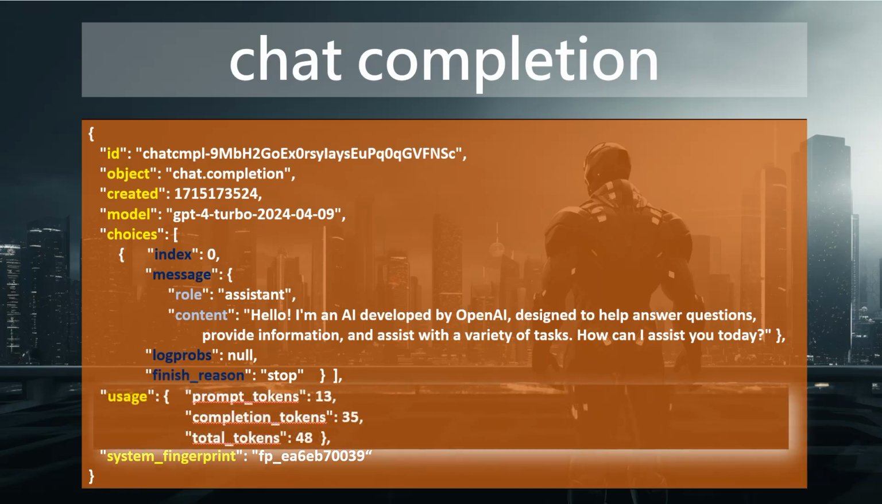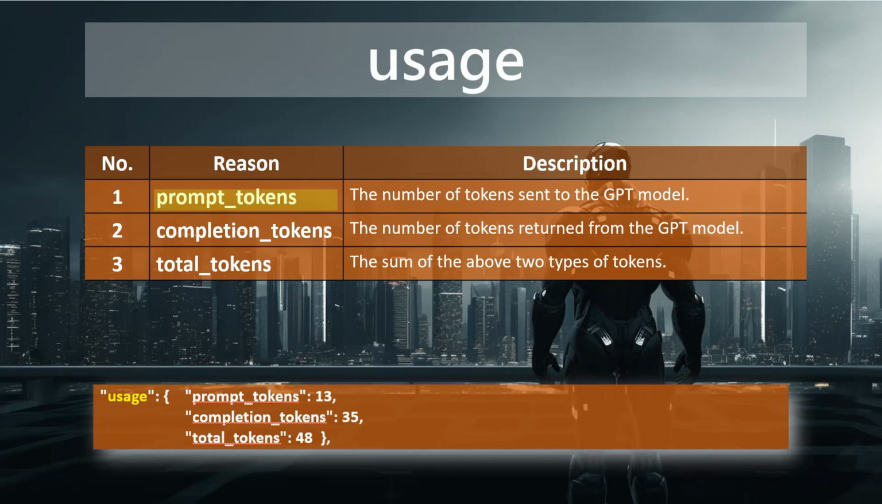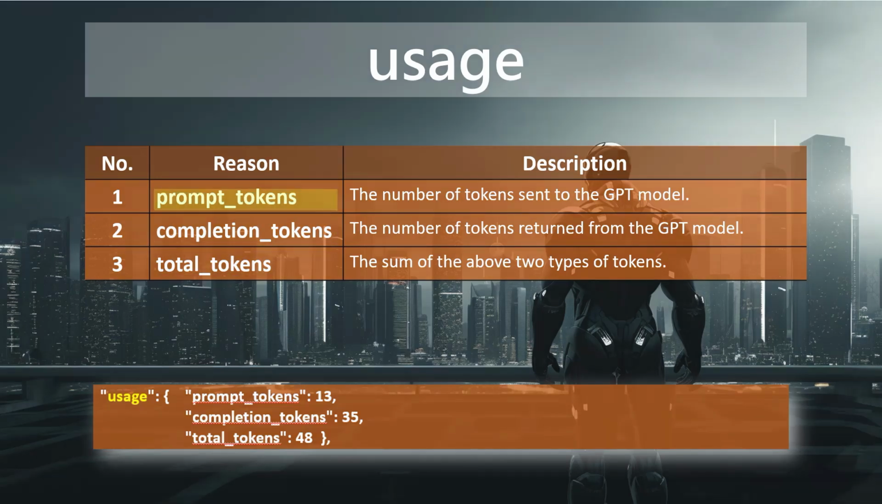A usage object contains 3 integer fields: the prompt tokens, completion tokens, and the total tokens. The prompt tokens is the number of tokens of the content you send to the GPT model. The completion tokens is the number of tokens you receive from the model. And the total tokens is the sum of those 2 types of tokens.